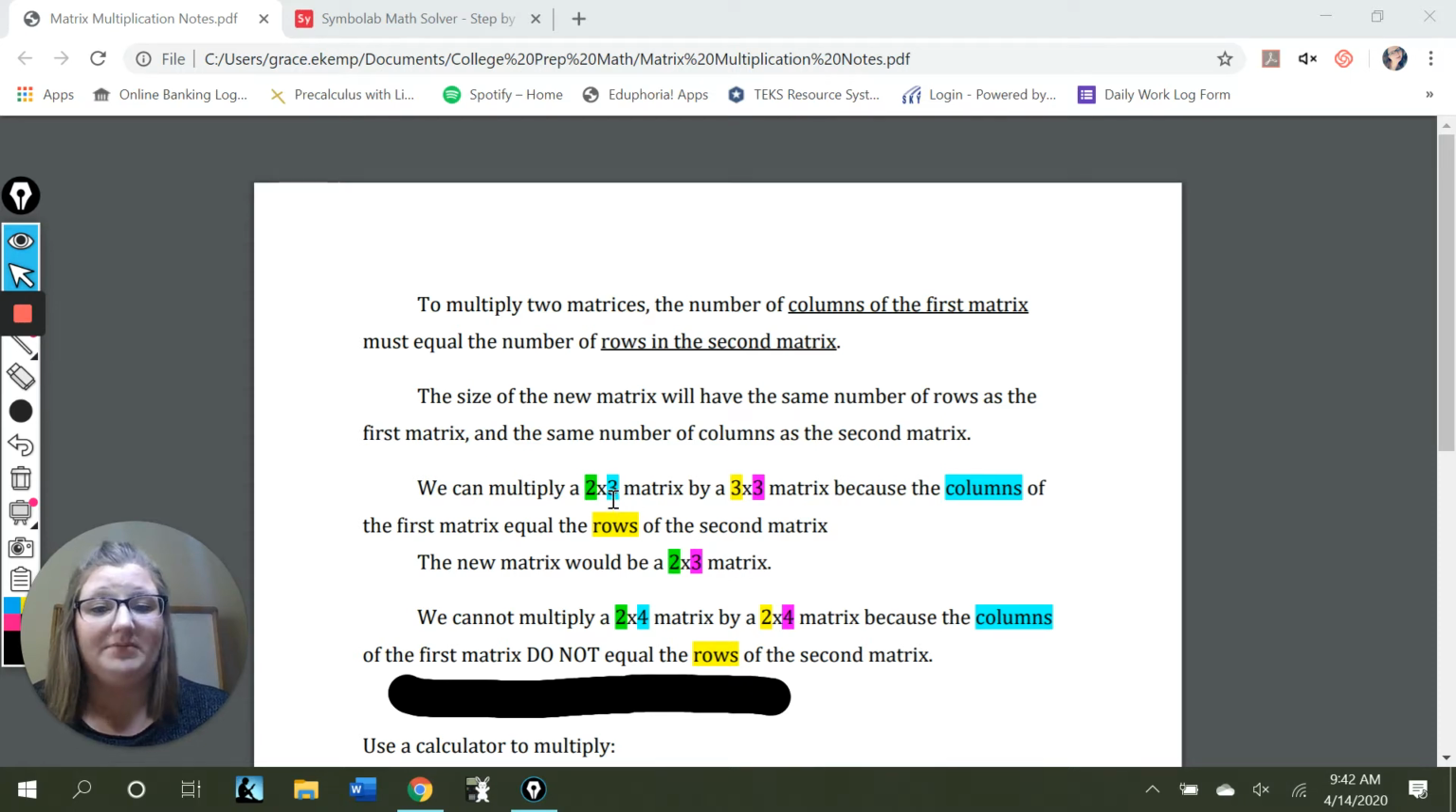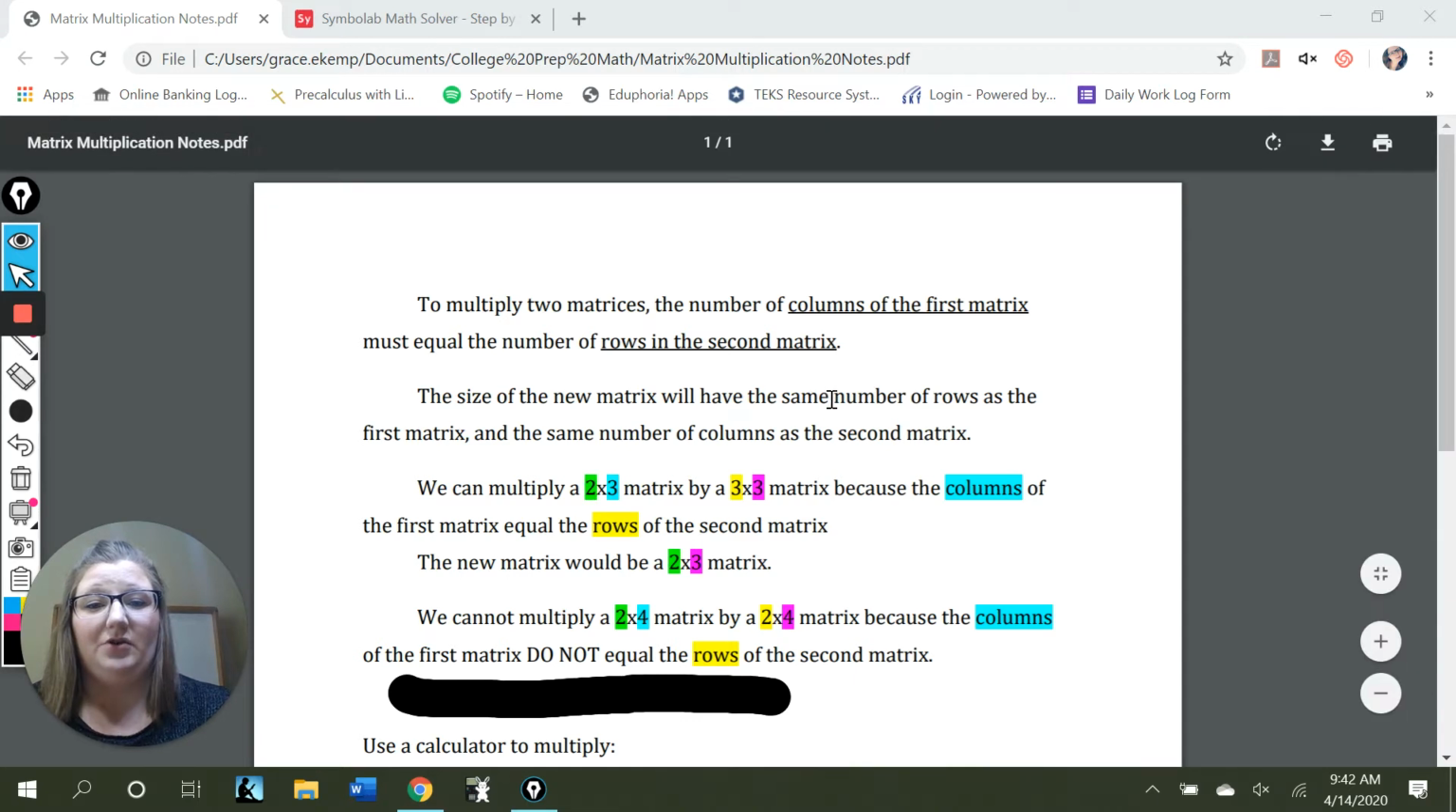Because the columns of the first matrix and the rows of the second matrix are the same, we can multiply them together. So those numbers in the middle, when you write the sizes side by side, if those are the same number, then we can multiply them together. Since these two numbers on the inside were both 3s, we can multiply them. Then the numbers on the outside edges tell us the size of the new matrix. So we take the rows from the first matrix, which was 2, and the columns from the second matrix, which was this 3, and that tells you the size of the new matrix. So the new matrix would be a 2x3 matrix. It would have 2 rows and 3 columns.